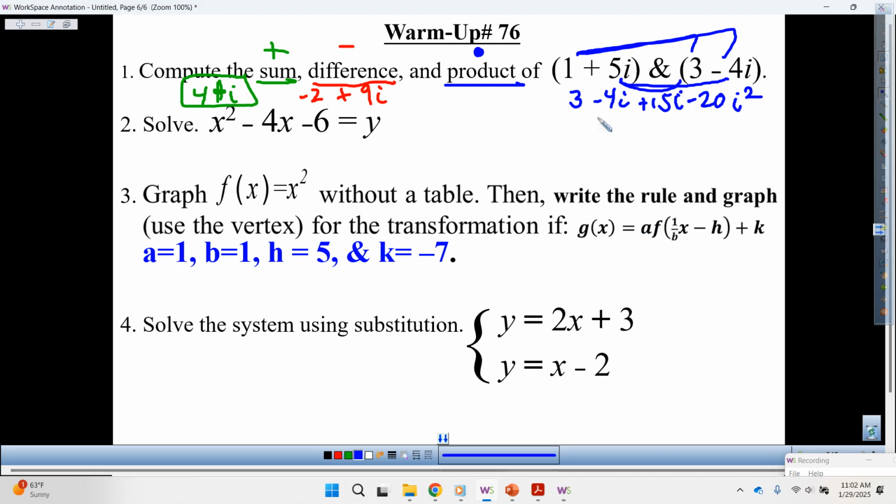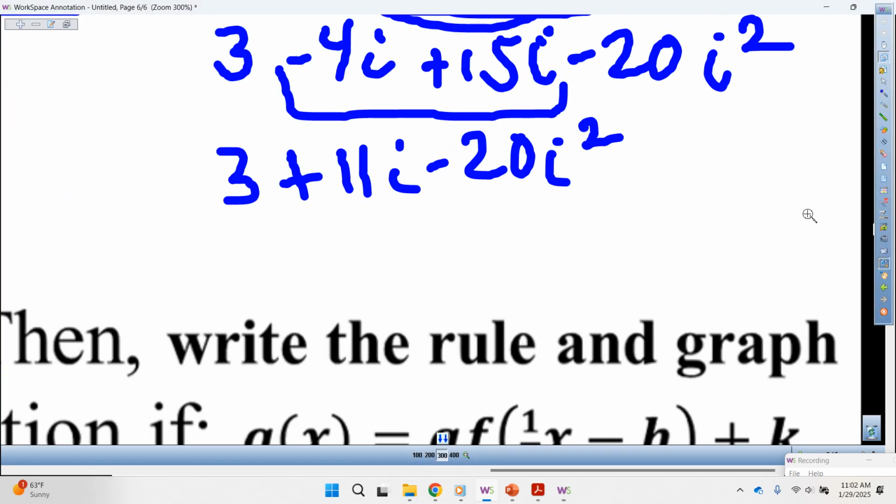All right. Combine like terms. Yes, Mr. Q, these two right here. So that's 3 plus 11i minus 20i squared. Am I done? No, remind your neighbor what do we do there? Let me zoom in case you don't see it. What do we do here?